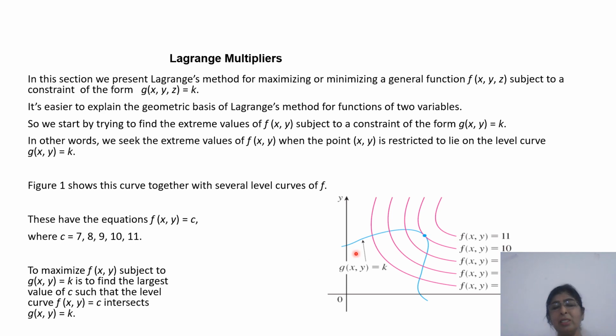Now this curve corresponds to the constraint g(x,y) = k. Now at the point of intersection, the tangents of the two curves are parallel. So the normals of the two curves will also be parallel. This means at this point del f is equal to a scalar multiple of del g, at this particular point of intersection.